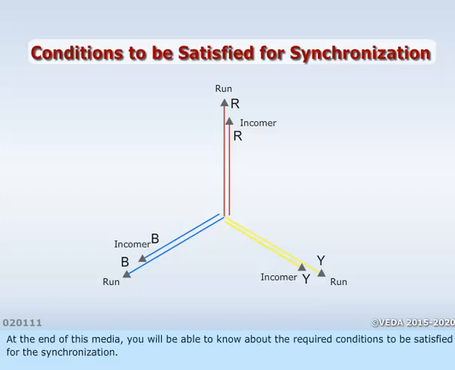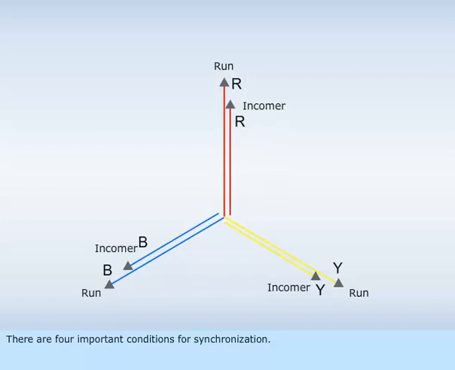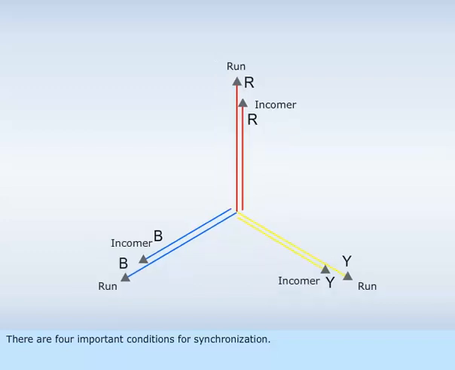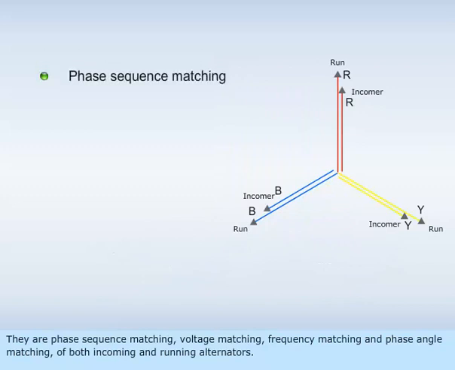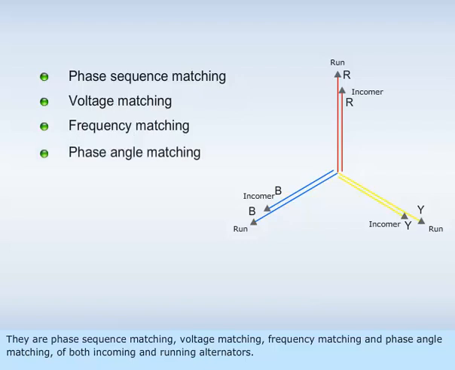At the end of this media, you will be able to know about the required conditions to be satisfied for the synchronization. There are 4 important conditions for synchronization. They are phase sequence matching, voltage matching, frequency matching, and phase angle matching of both incoming and running alternators.